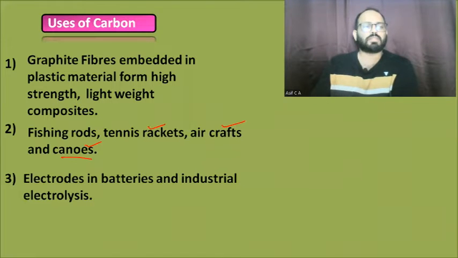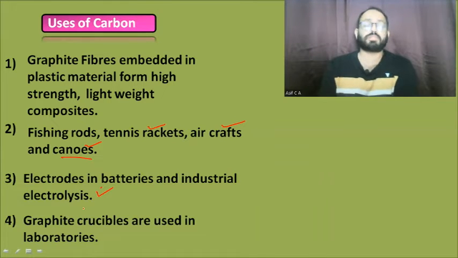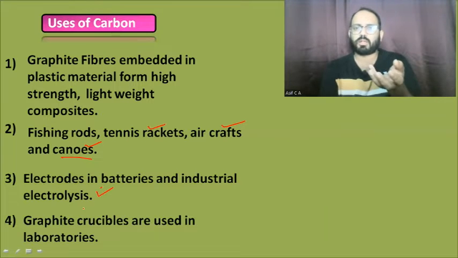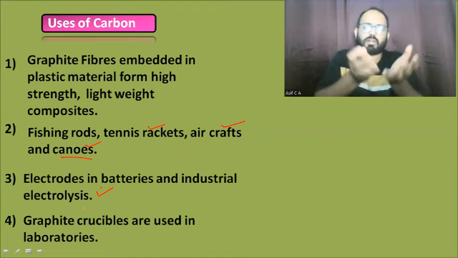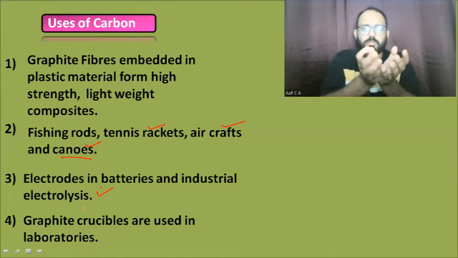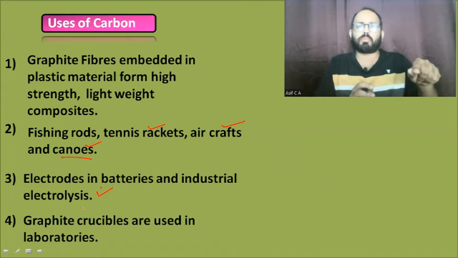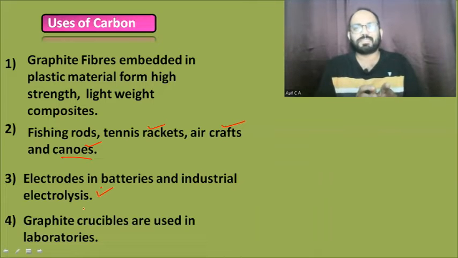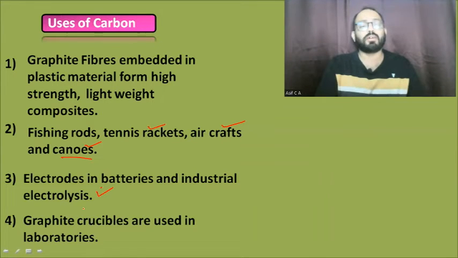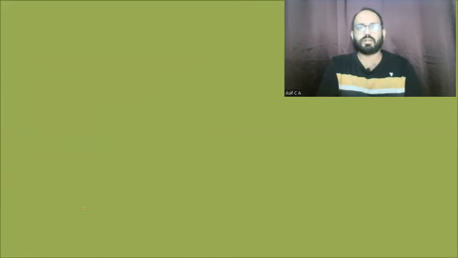Then graphite is used as electrode in batteries and industrial electrolysis. Graphite crucibles are used in laboratory. Laboratoryல நம்ம எக்ஸ்பெரிமெண்ட் எல்லாம் பண்ணும்போது ஹீட் பண்ண வேண்டியதா இருக்கும்ல, ஹீட் பண்றதுக்கு we are taking some compound in this kind of crucible. அந்த crucible is made up of graphite. Graphite is thermodynamically stable, so you can use the graphite crucibles for our heating purposes in laboratory.